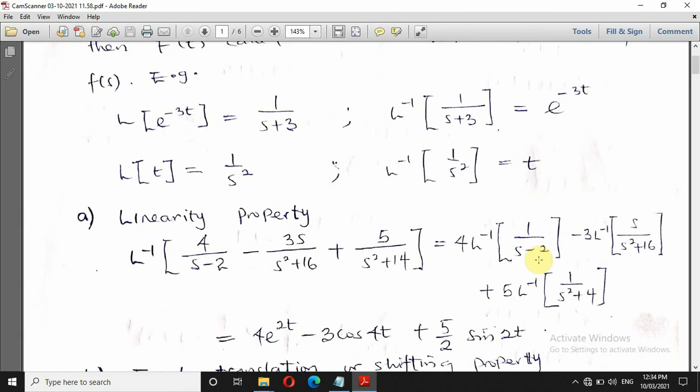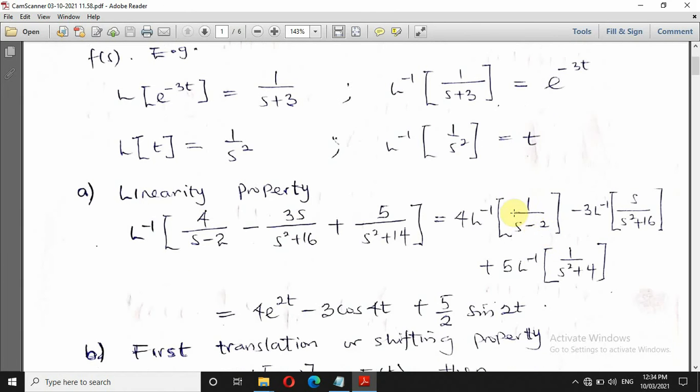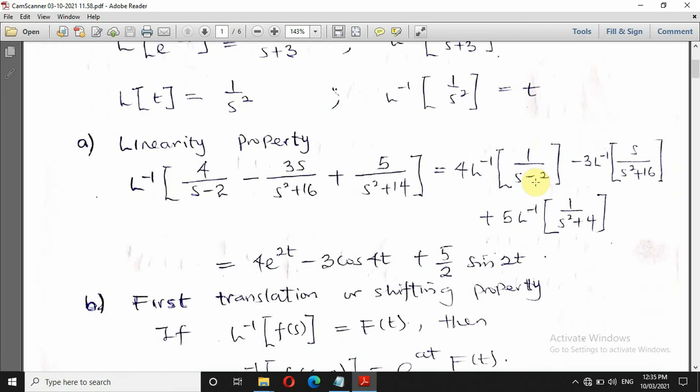But the question now is this: how do we undo each of them? Look at this one. The first one is 1 over x minus 2. This one will give us exactly exponential 2t. You agree with me? Exponential 2t. And what about x over x squared plus 16? This one will give me cos 4t, because this is actually 4 squared, 16.